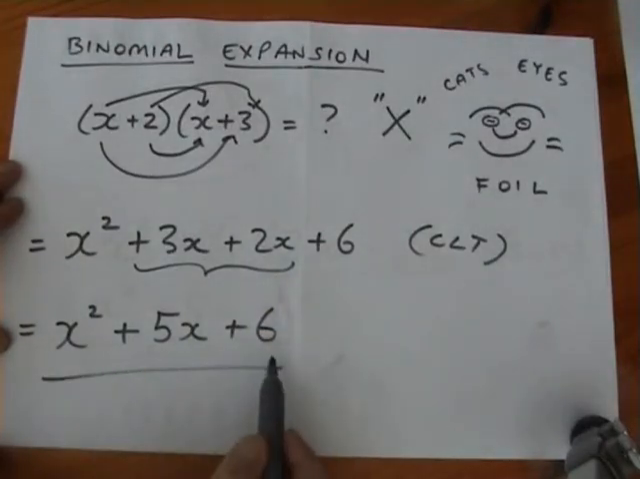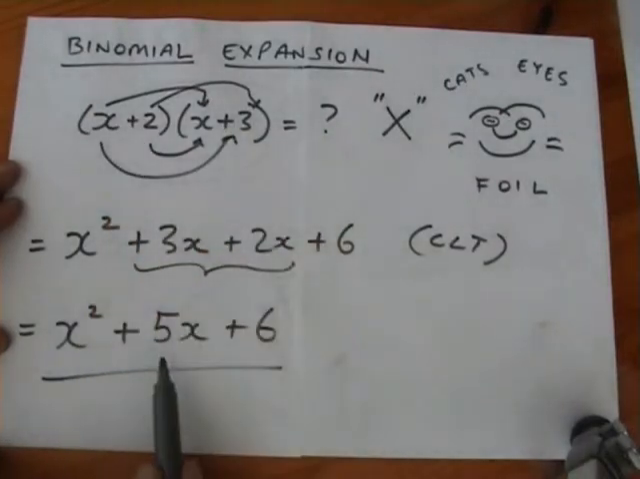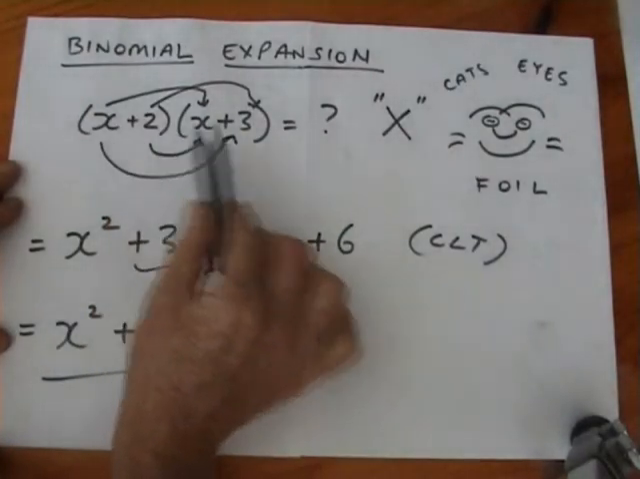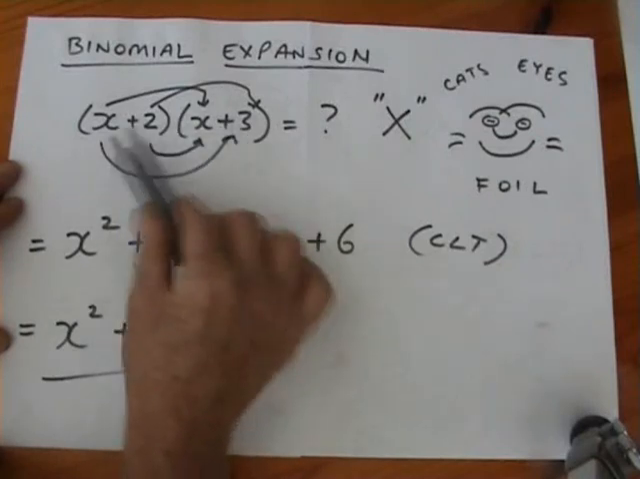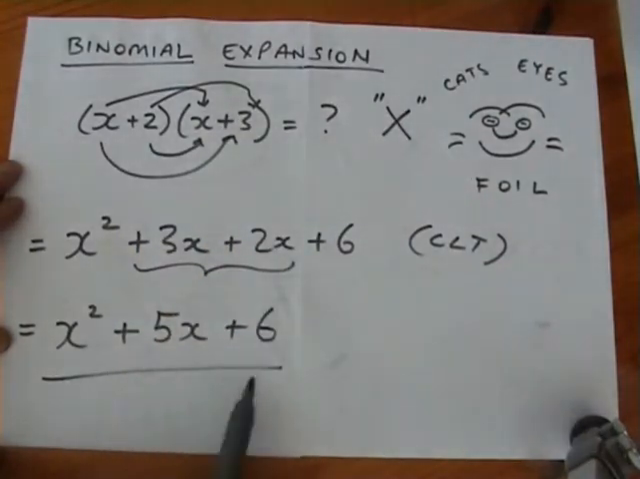So that is exactly the same as that, but this is the expanded version, and this is a binomial, two brackets together, leading up to the expanded version, x squared plus 5x plus 6. Okay?